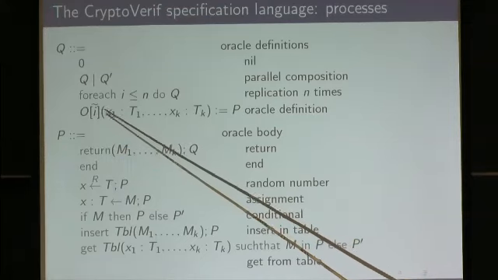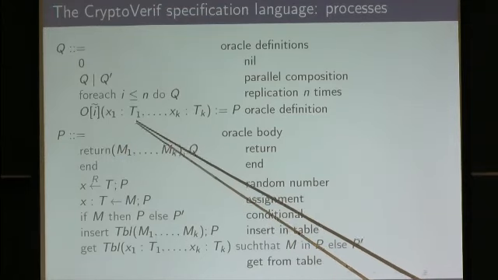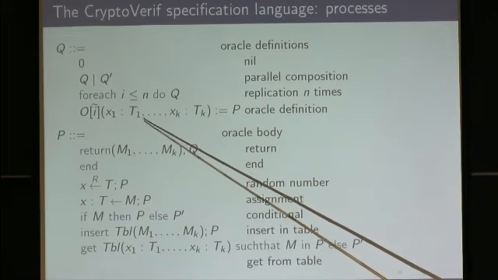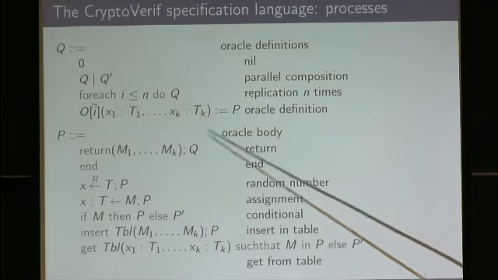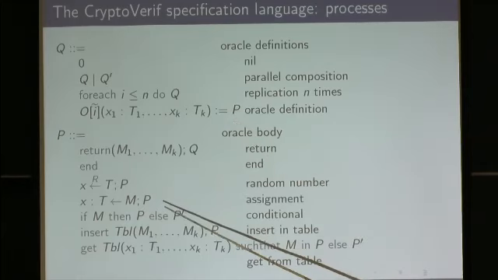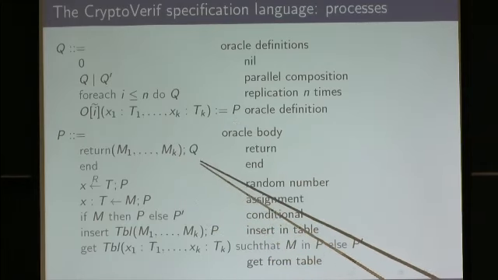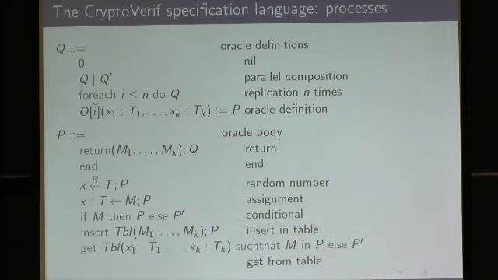And here you define an oracle O that takes arguments x1, ..., xn. So x1 is a bit string inside the type t1, ..., xk in type tk, and the computation of the oracle is defined by a process of this form, P. This process returns the result m1, ..., mk. These are bit strings, and Q is another oracle definition. So if you end an oracle, you can make other oracles available.